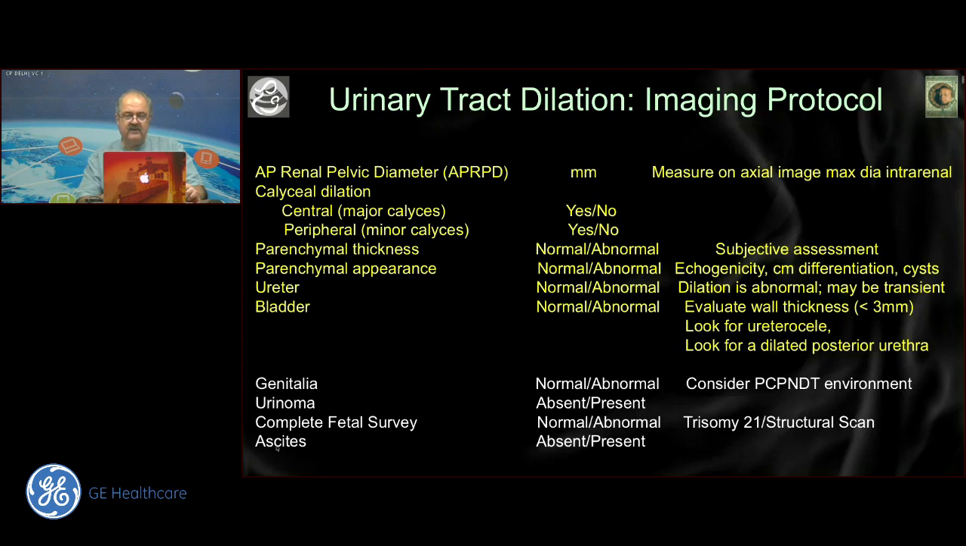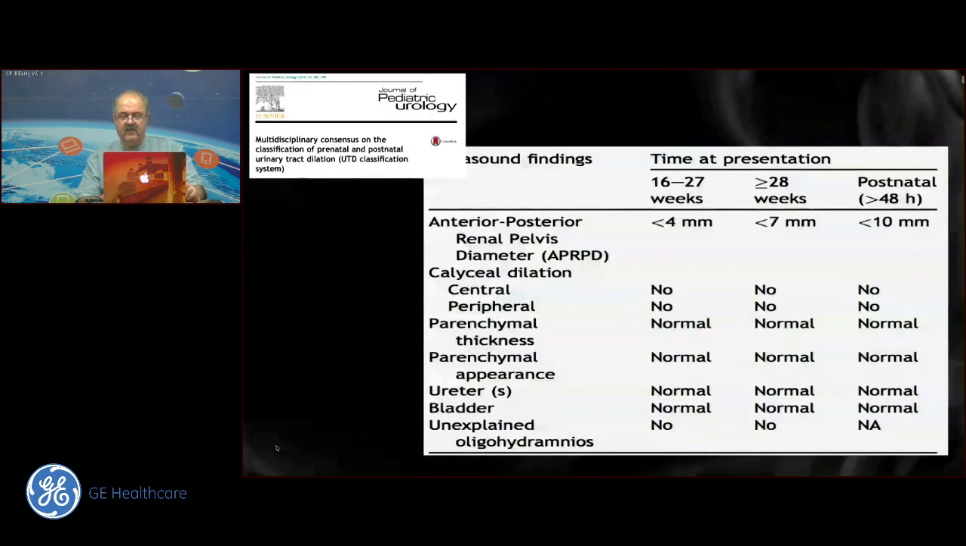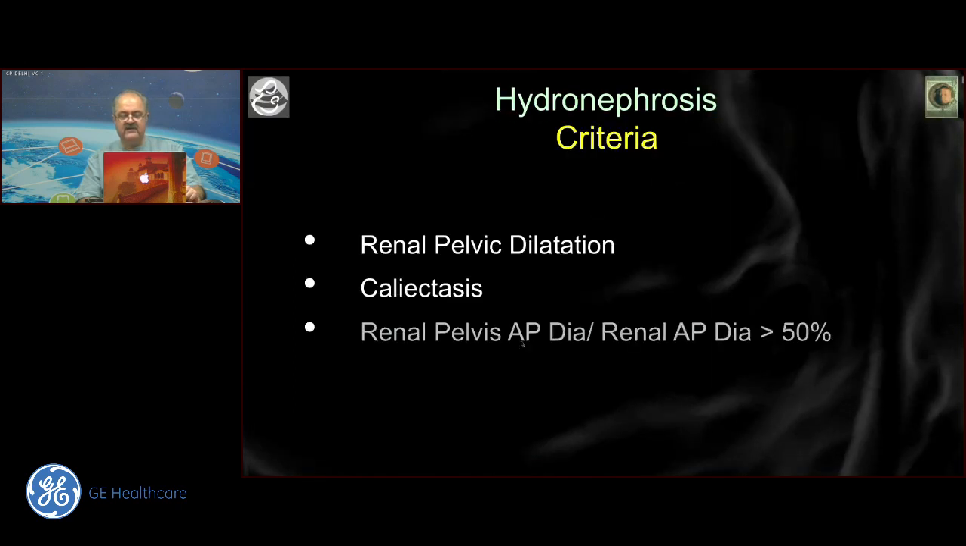So what do we use now in terms of the classification? We divide the fetus into whether it's less than 27 weeks old or it's 28 weeks or more. Normal, less than 4 millimeters up to 27 weeks, and less than 7 millimeters after 28 weeks. And then of course the rest as I explained. And in the postnatal period we use 10 millimeters as a cutoff. Remember that we used to use an older additional criterion, which is renal pelvis AP diameter divided by renal AP diameter, and if that is more than 50%, we don't use that anymore.